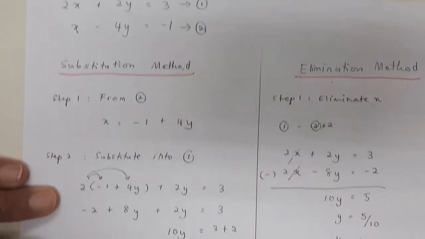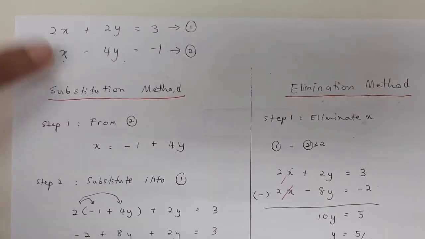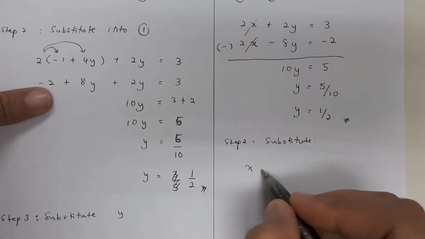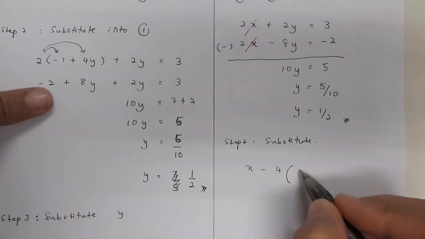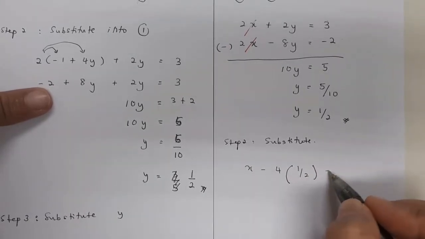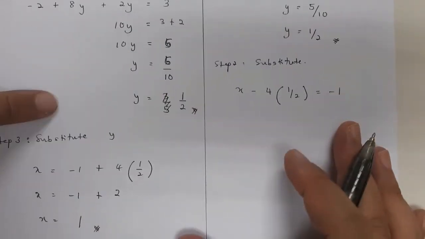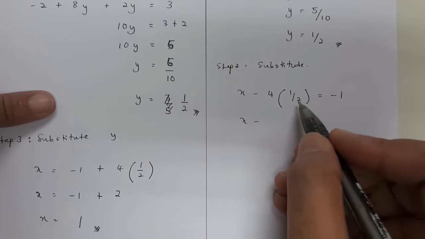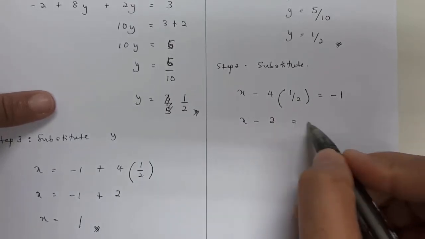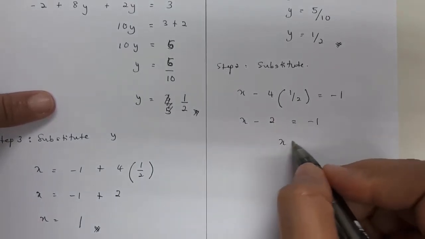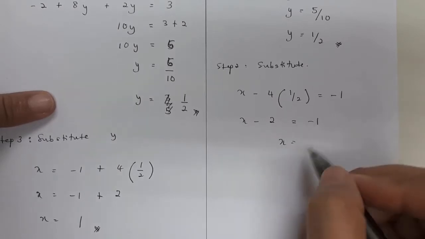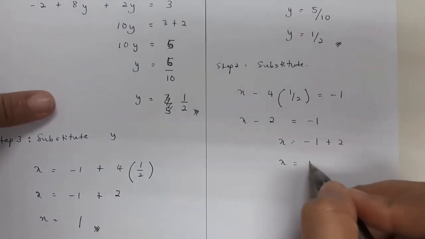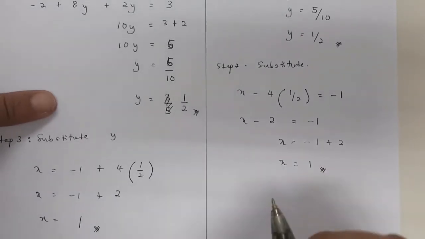Okay, let's say we choose the second equation. So x minus 4, substitute y by 1 over 2 equal negative 1. Okay, 4 multiplied by 1 over 2 equal 2, so x minus 2 equal negative 1. Bring negative 2 to the other side, plus 2, so x equal 1.